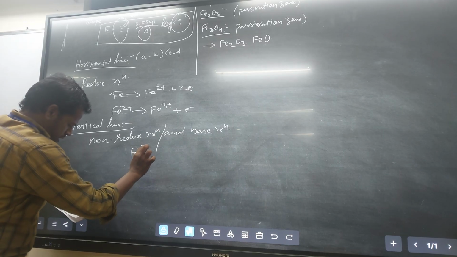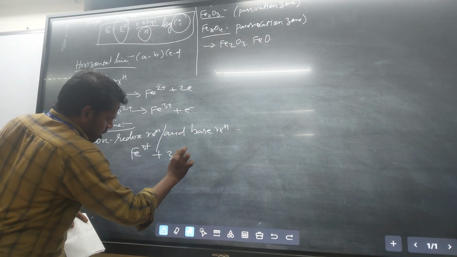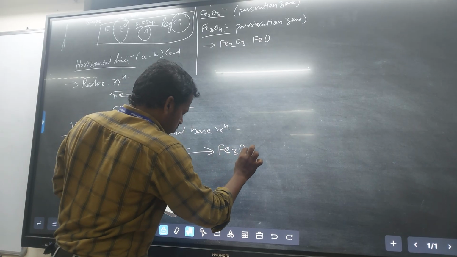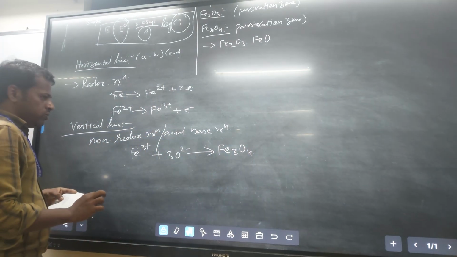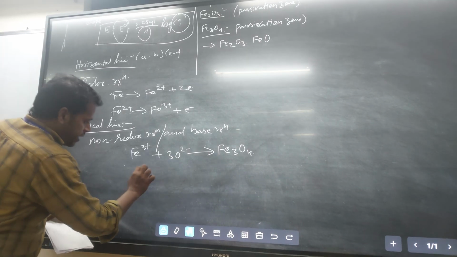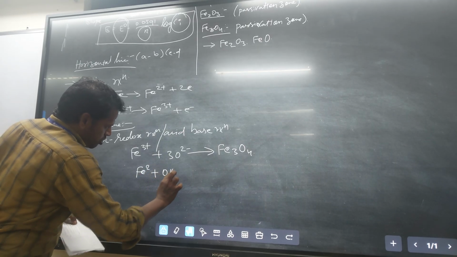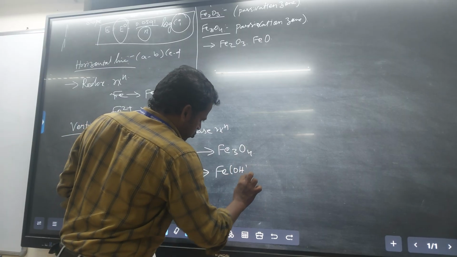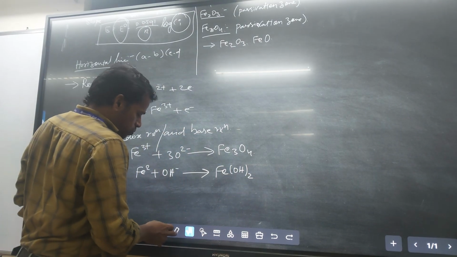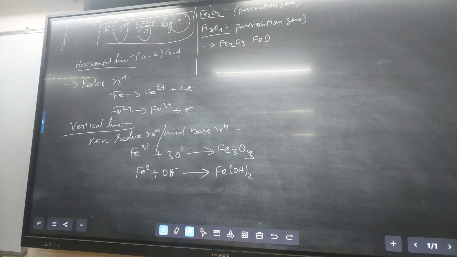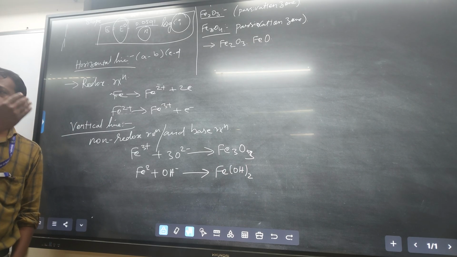Therefore, what happens here? The Fe3 plus reacts with O2 minus to form Fe3O4. Again, Fe2 plus reacts with OH minus. The presence of OH minus means the ferrous hydroxide, Fe(OH)2, which depends on the pH. So the vertical line depends on the pH.